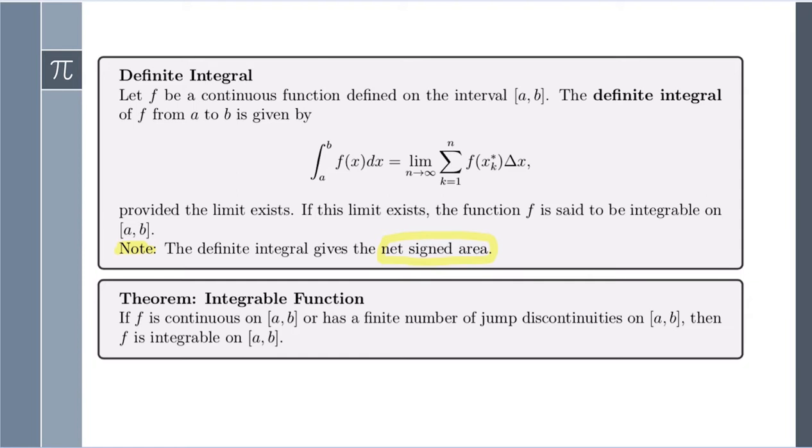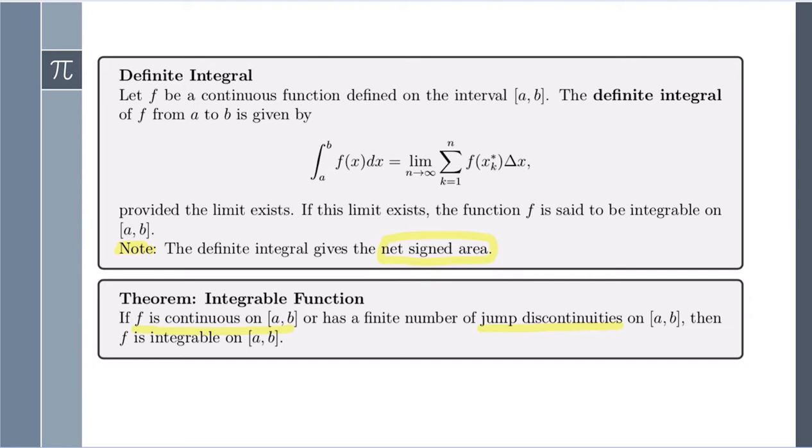Now there's a theorem for when a function is integrable, or when we can find the definite integral of a function on any interval a, b. This is the condition: f either has to be continuous, or it could be discontinuous, but the number of discontinuities should be finite. If we have a finite number of jump discontinuities, then we can consider that function as an integrable function in the given interval.